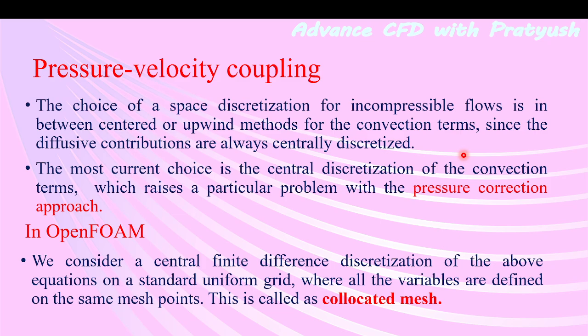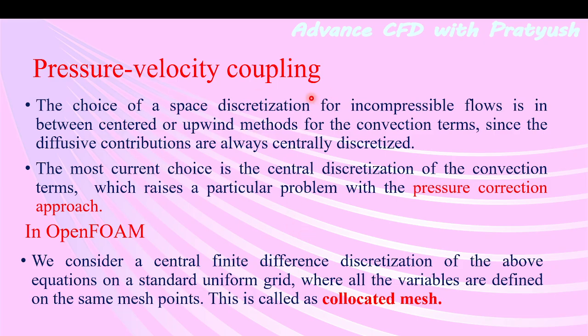So when we do the discretization in OpenFOAM, it is either centered or we follow the upwind methods. Upwind or centered method we follow for the convection terms, and the diffusive contributions are always centrally discretized. The most common choice is generally the central discretization, which raises a particular problem with the pressure correction approach.